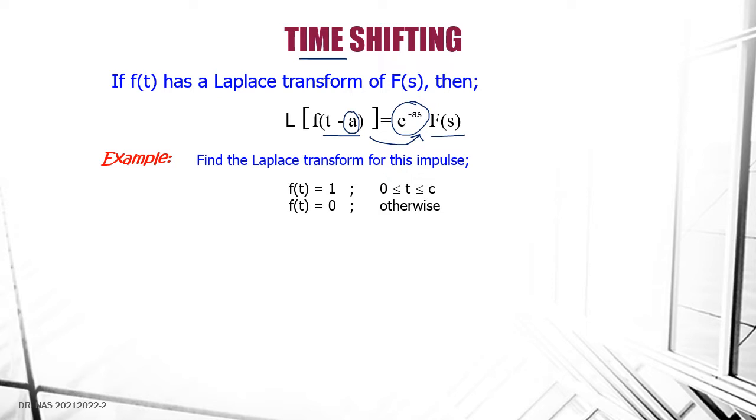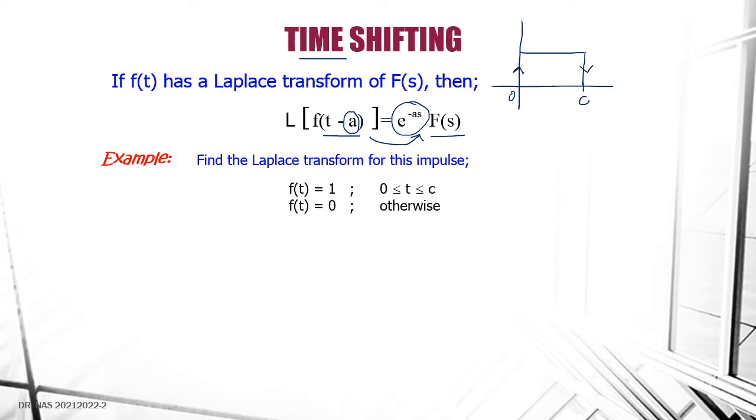Find the Laplace transform for this impulse. So given the equation f(t) equal to 1 from 0 to c, so from 0 to c, the magnitude is 1. Otherwise it is 0. So you have this signal.